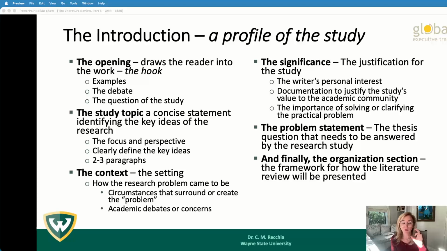So, how did the research problem come to be? This is the setting piece. This is the context. And then the significance, the justification for the study. So is it the writer's personal interest, documentation to justify the study's value to the academic community, the importance of solving or clarifying a practical problem? So for me, it was actually a little bit of all of those, but more so it was my personal interest based on my background, what I had done, and the importance of solving or clarifying a practical problem. So to me, it was helping businesses to understand the significance of these off-the-shelf tools and software as a service and cloud versus what might have been a more traditional approach to IT computing.